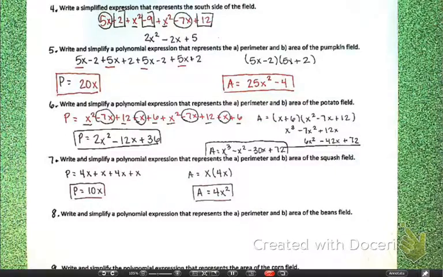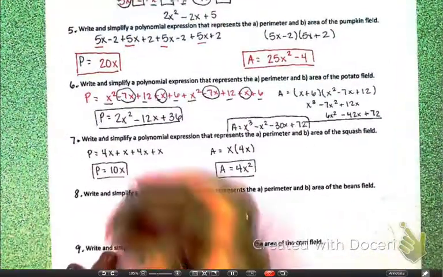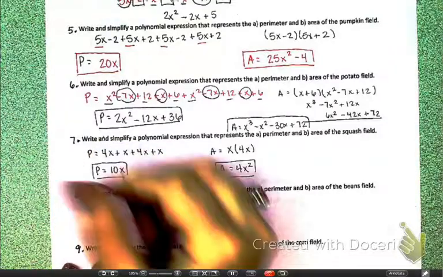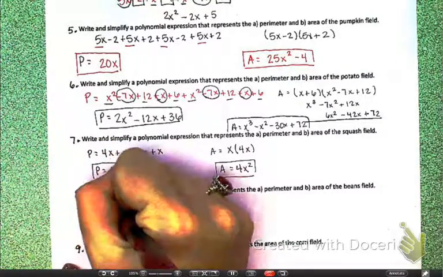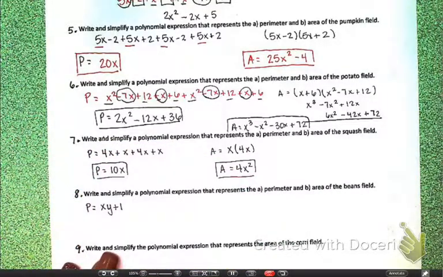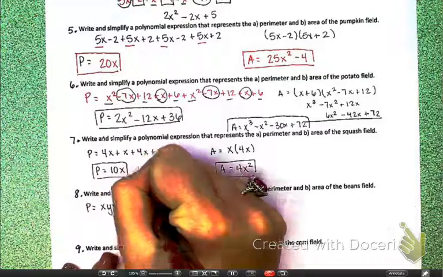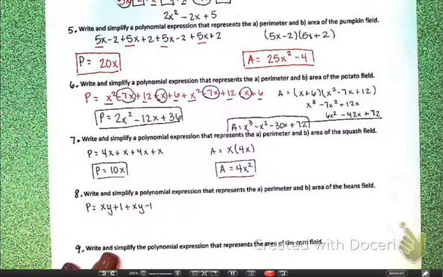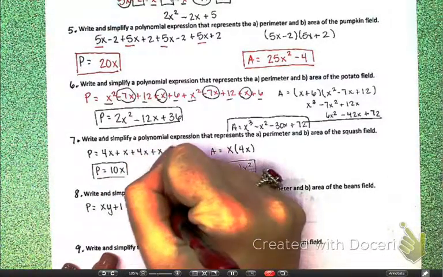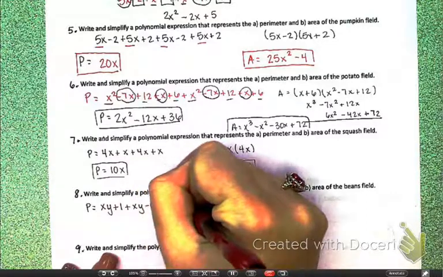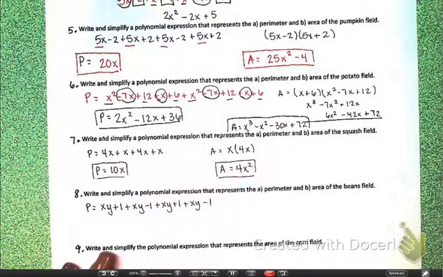The beans might be a little tricky because we have xy. Do you see that for the beans? So let's do that one. Okay, so for perimeter, I'm going to start with the xy plus 1. Then what would I add to it? xy minus 1, so plus xy minus 1. And then another xy plus 1 and another xy minus 1.